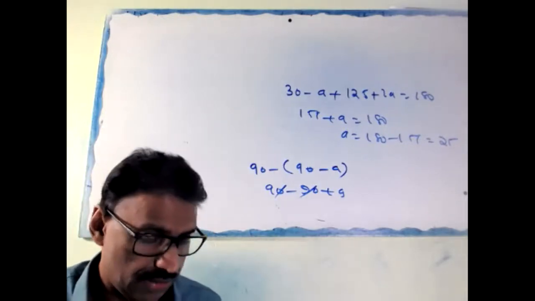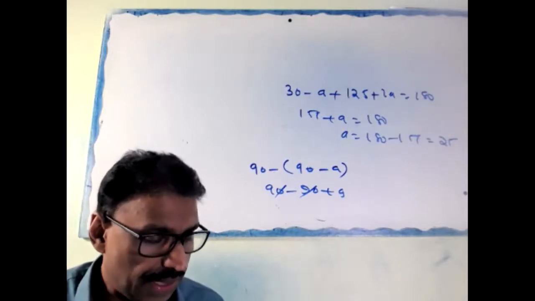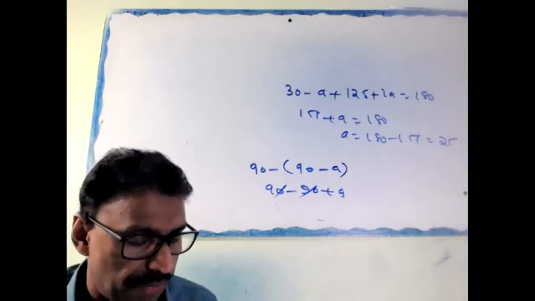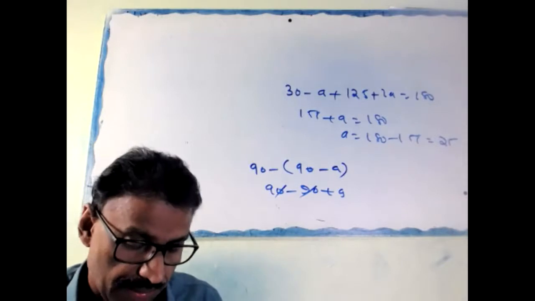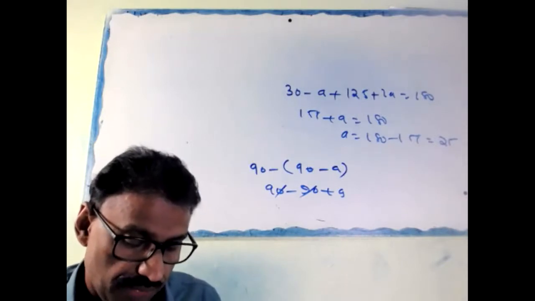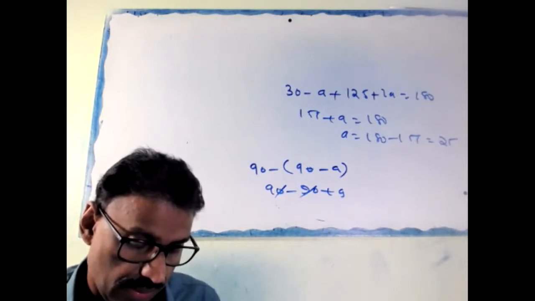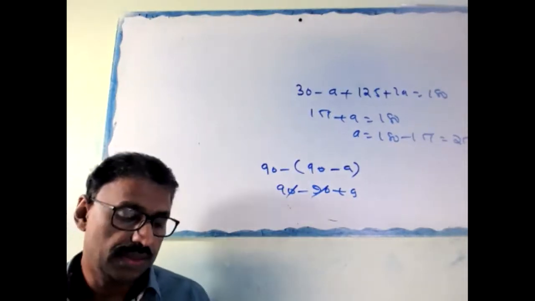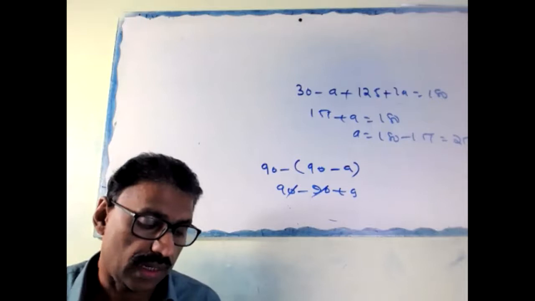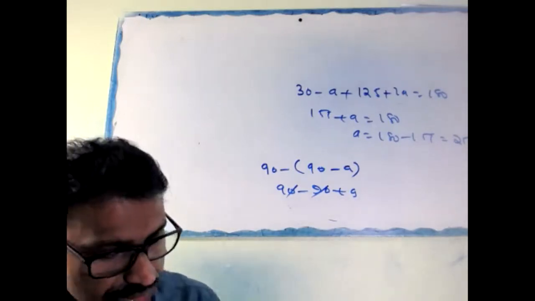Okay, next question. Write the angle which is 1/5 of its complement.